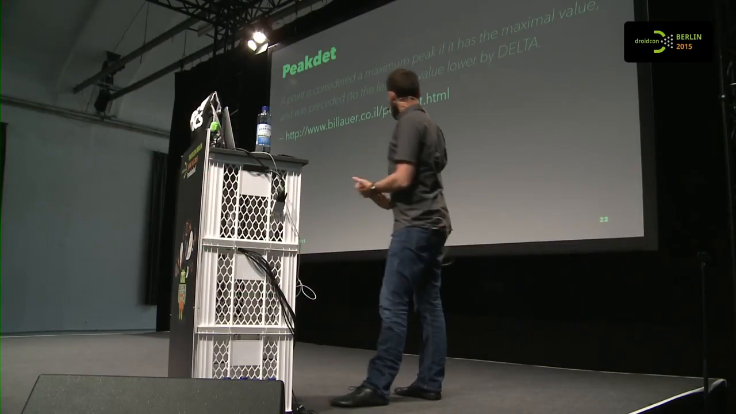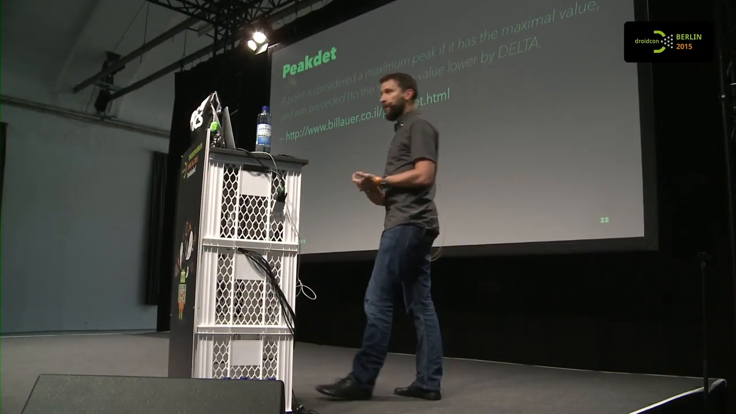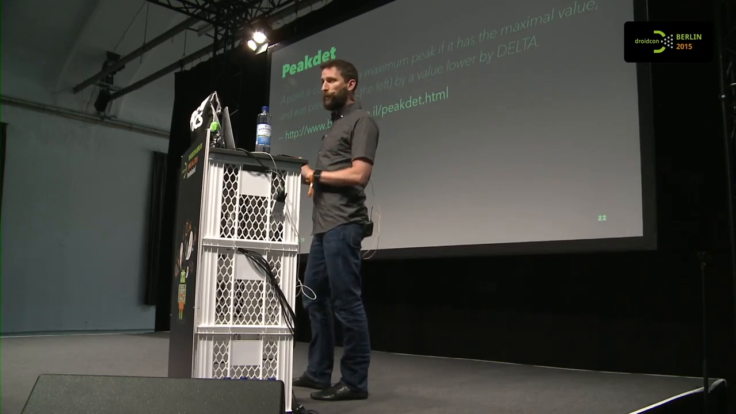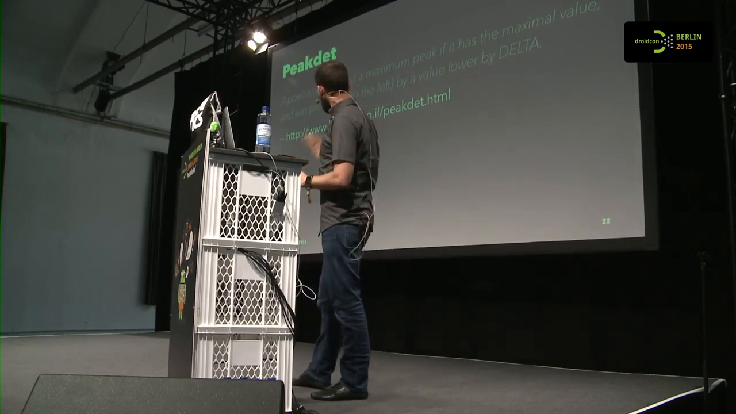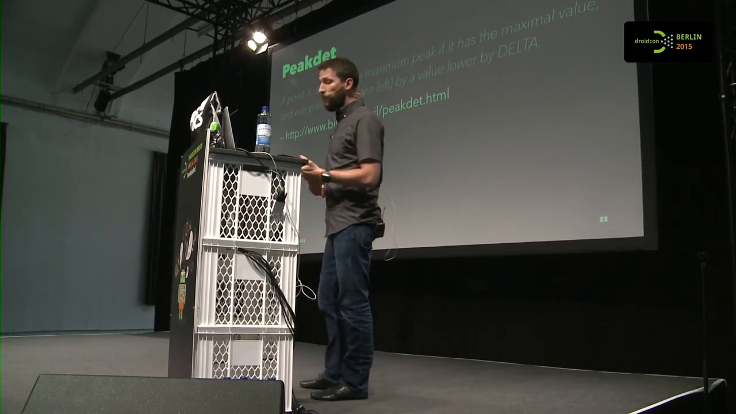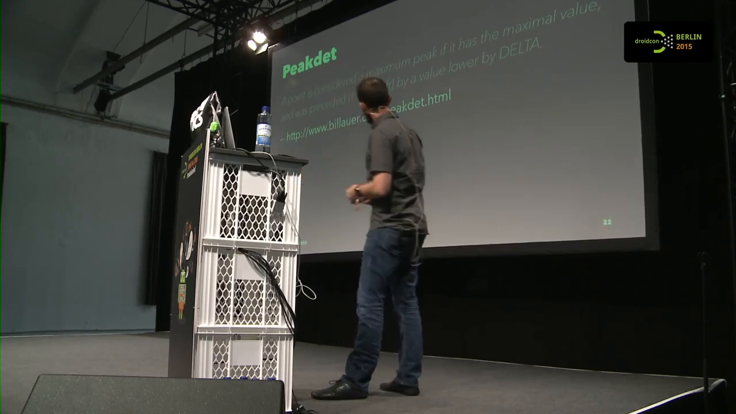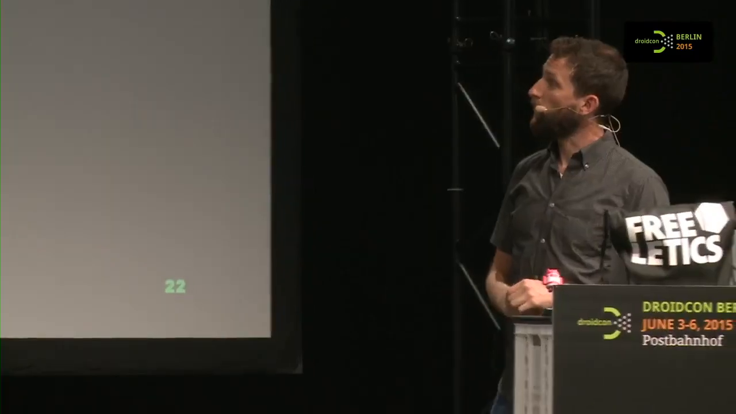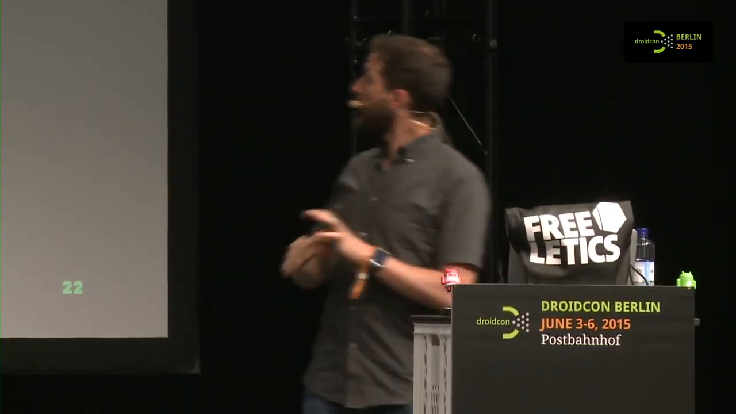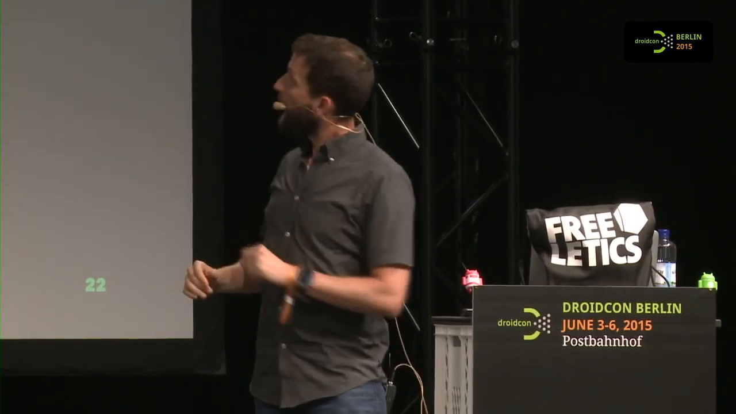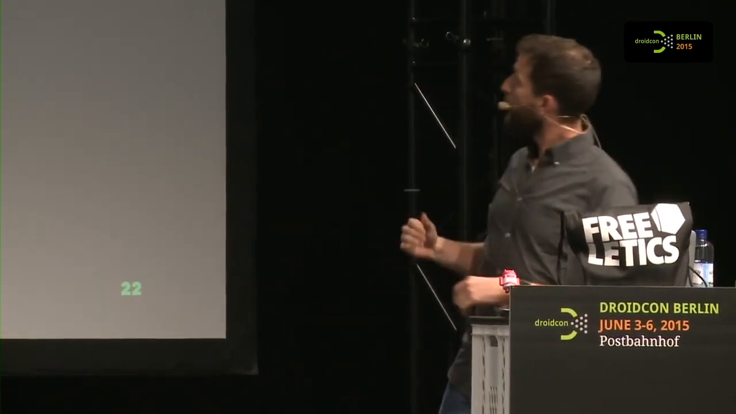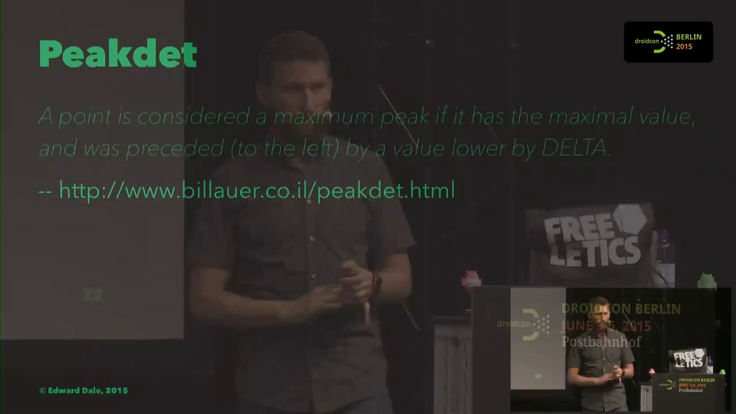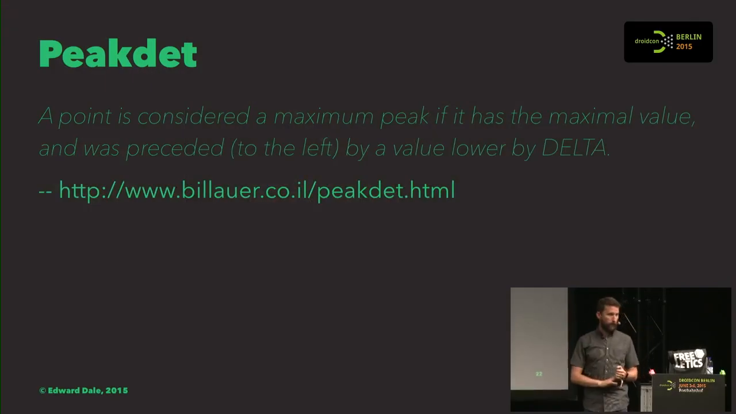And I found one that seemed to be pretty decent for this problem. It's always going to be different algorithms for different problems. This particular algorithm is called peak det, and they have a little capsule description of it. A point is considered a maximum peak if it has the maximum value and was preceded to the left by a value lower than delta, whatever delta is. We'll just ignore that for now.